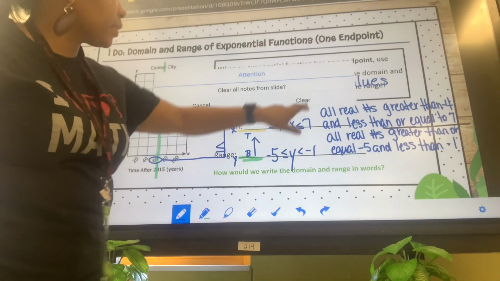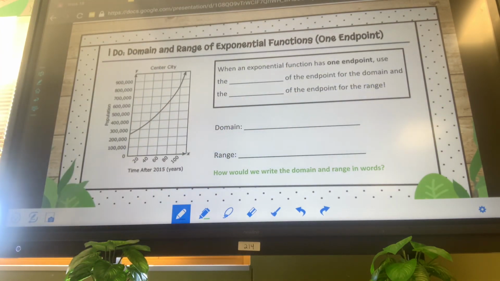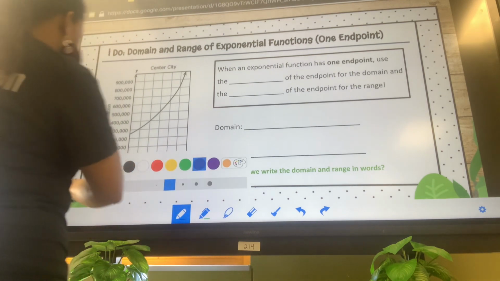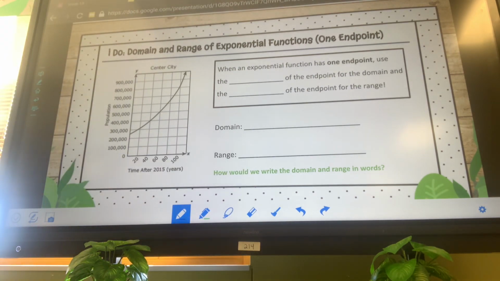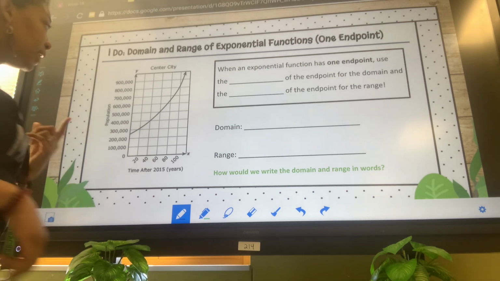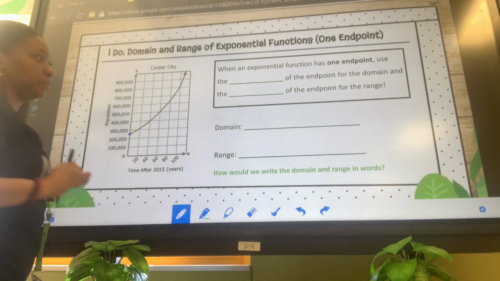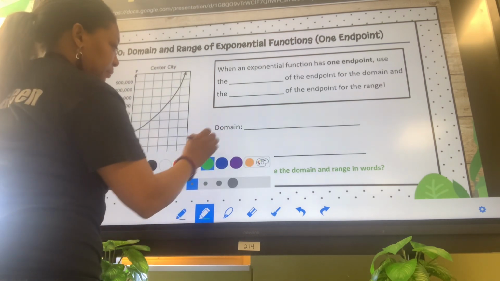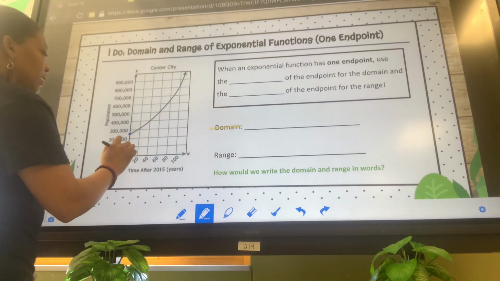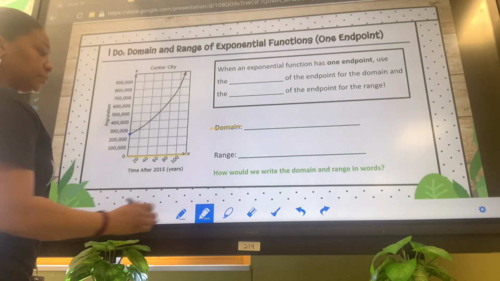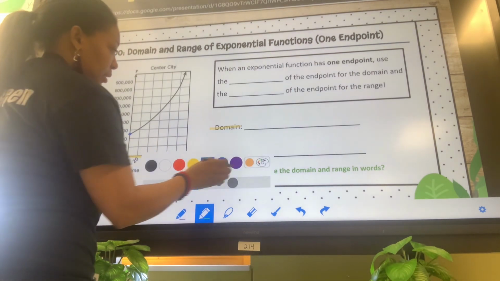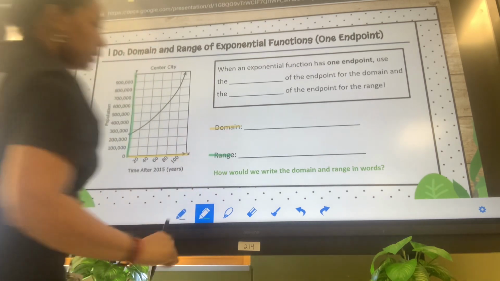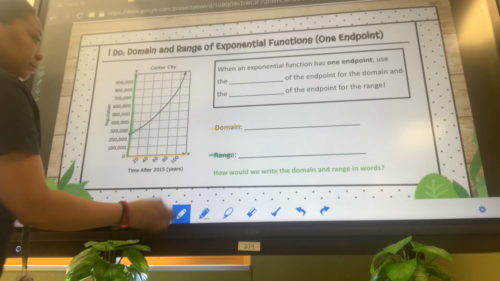Now on this graph, we see there's only one endpoint. Since there's only one endpoint, and I told you earlier that an endpoint needs a number, that means I'm only going to have one number. This is my endpoint. I'm going to go ahead and do my highlights. Domain yellow, so x in yellow, and then I'm going to highlight my range, so y in green.